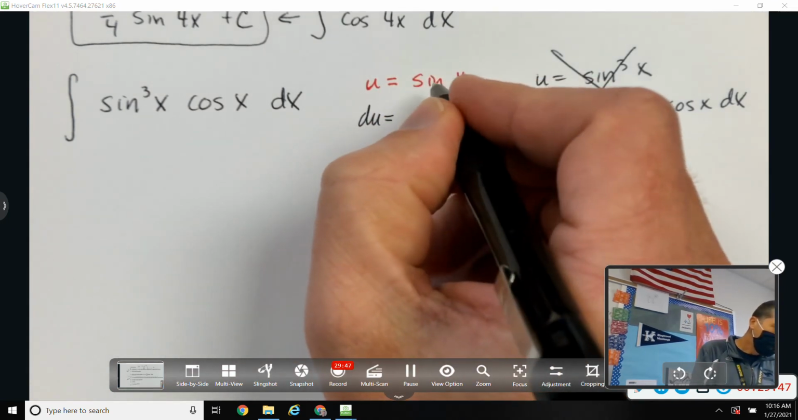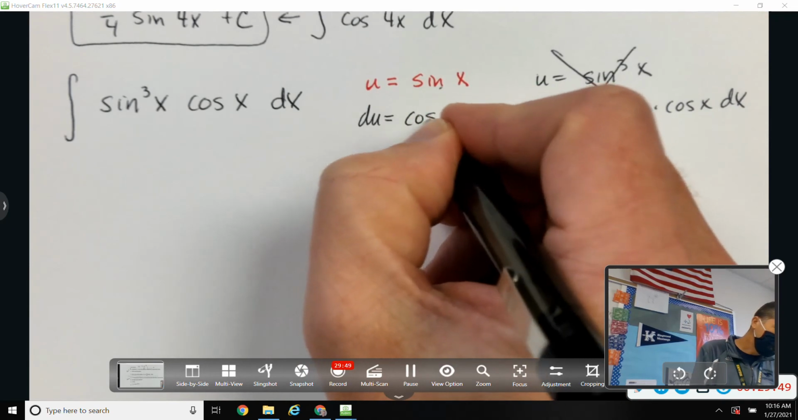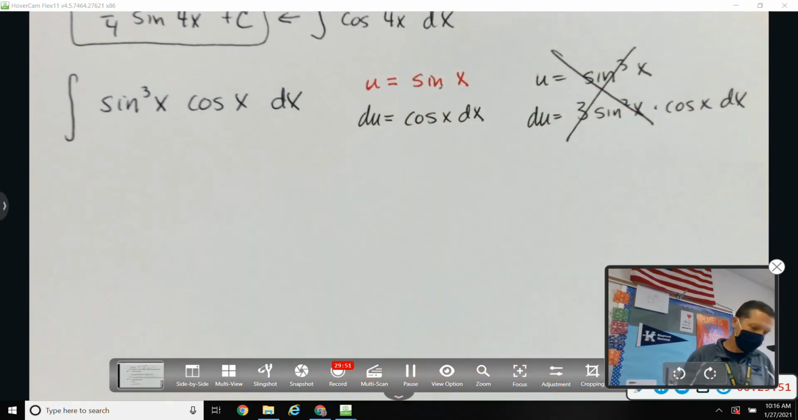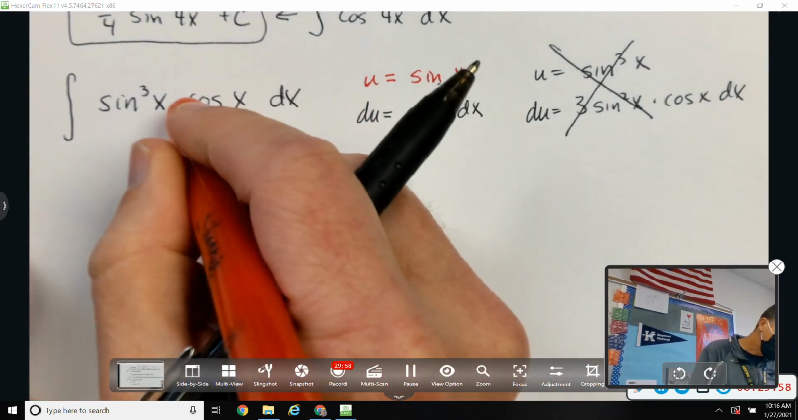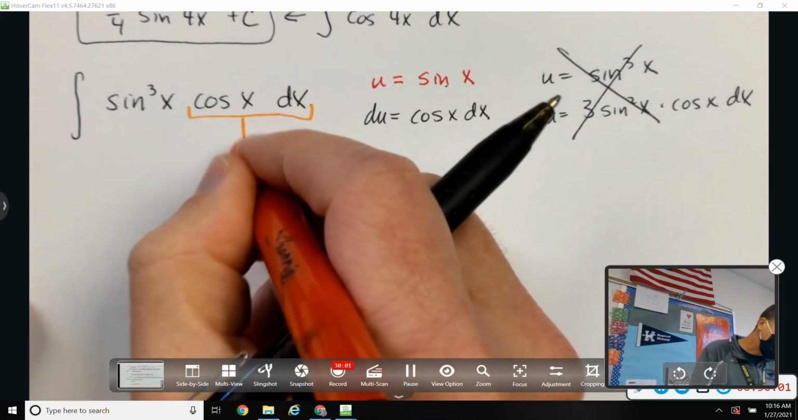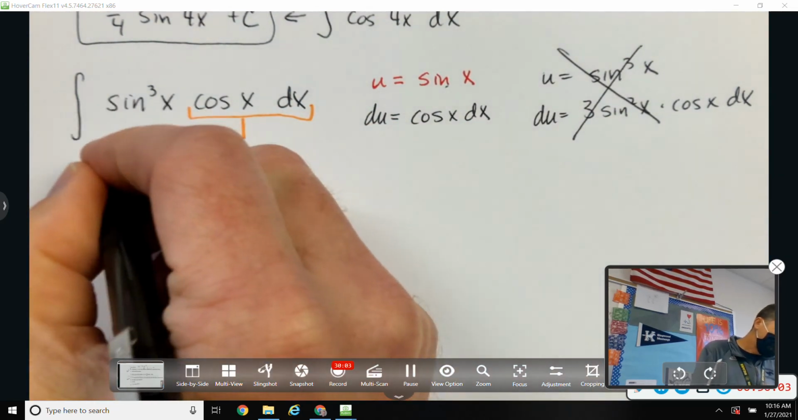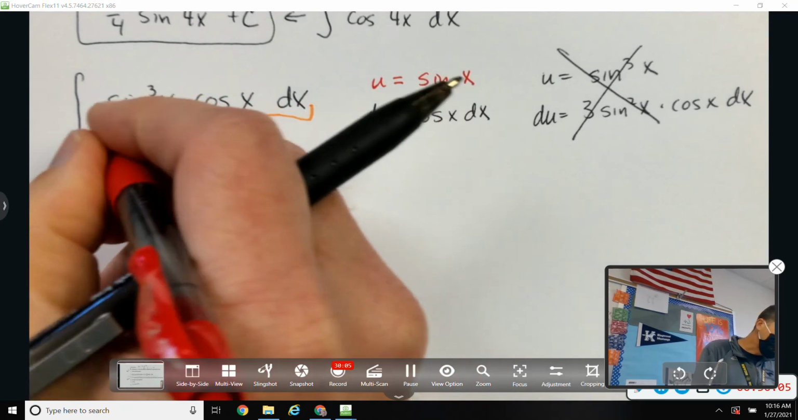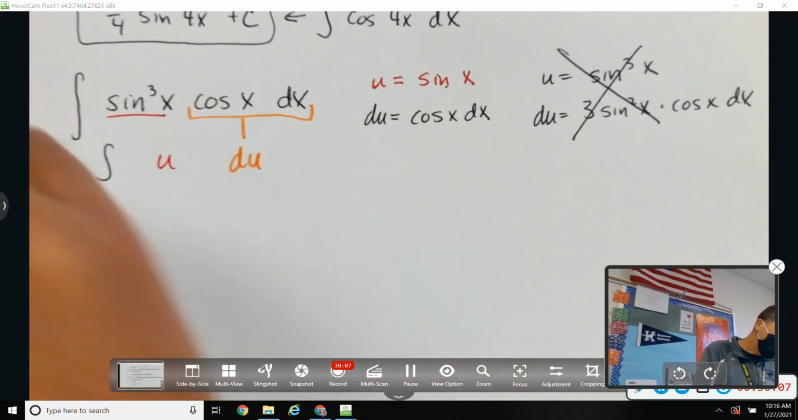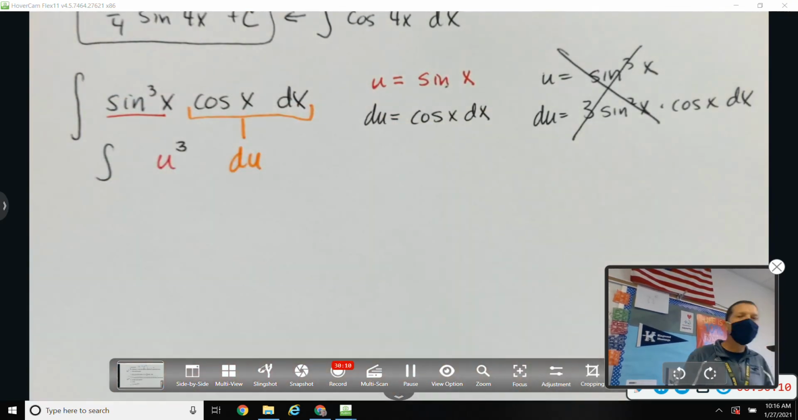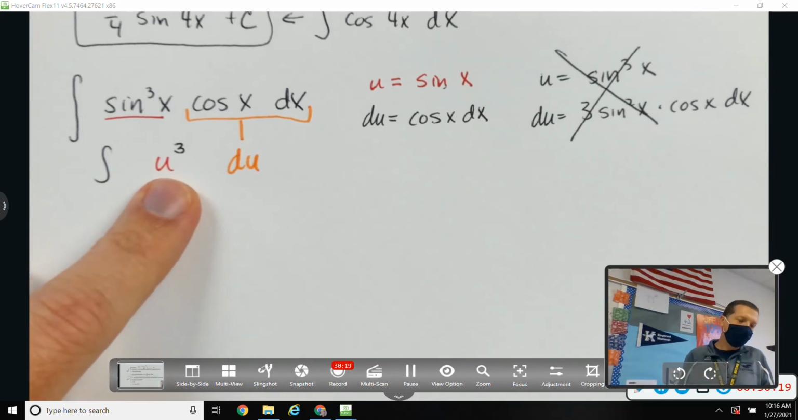If I pick u to be sine, du is cosine of x dx. Keep my color scheme the same here. So cosine of x dx, that's du. And sine of x we said was u. So we didn't take care of the cube, but I can integrate the cube. I can handle that, right? So don't let u be everything. You need to leave something for you to integrate, because that'll make life a little easier.